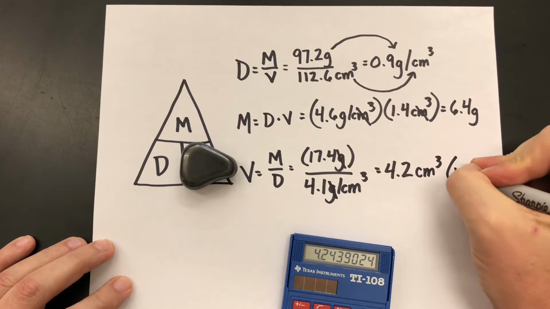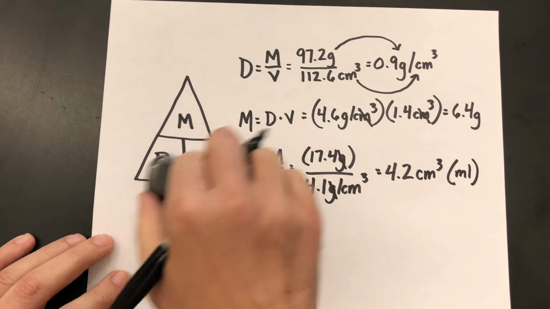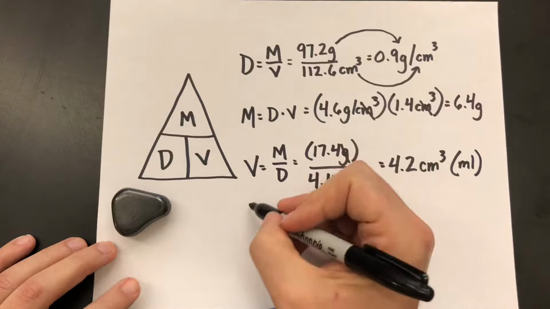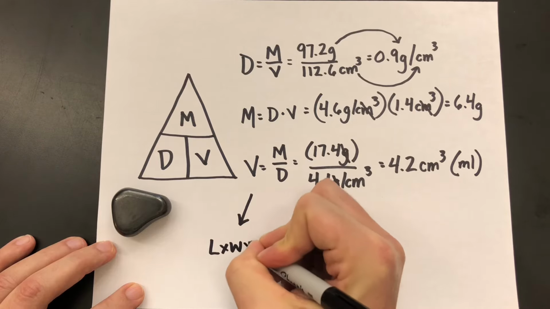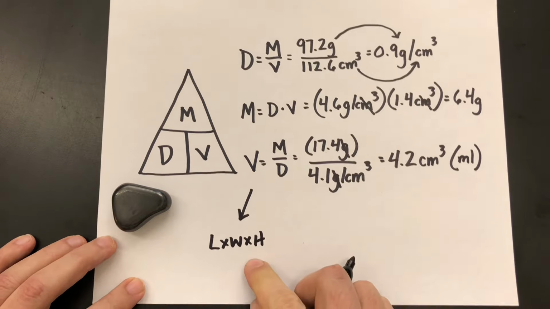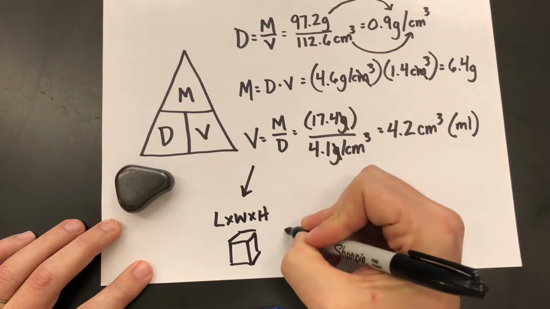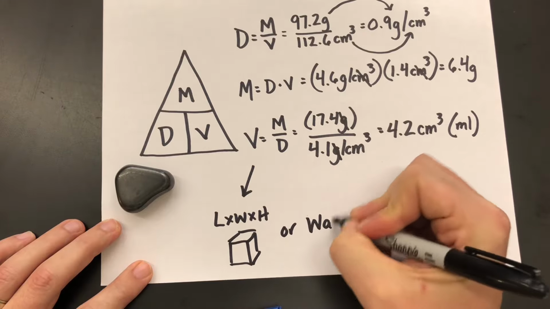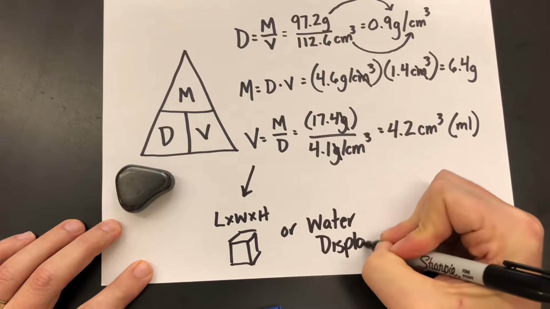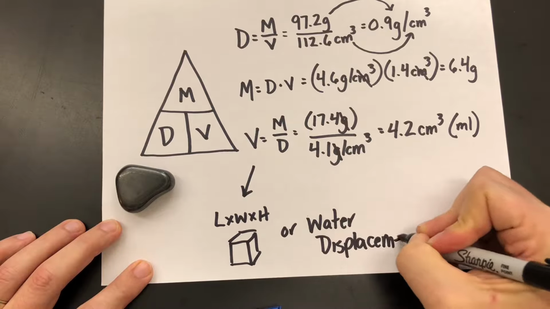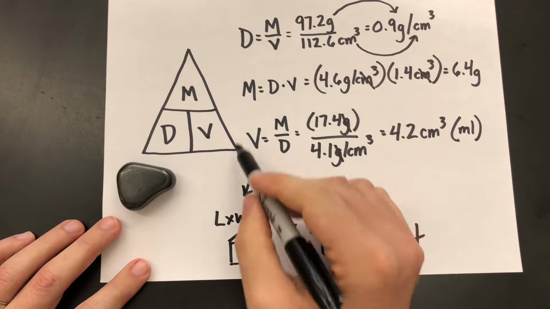Okay, remember, you can also use milliliters as well. Those are interchangeable. Remember, there's other ways that you can determine volume as well. Length times width times height. That will be for a regular sided object like a cube. Or you could do water displacement. So those are going to be two other ways you could get volume outside of using the formula.